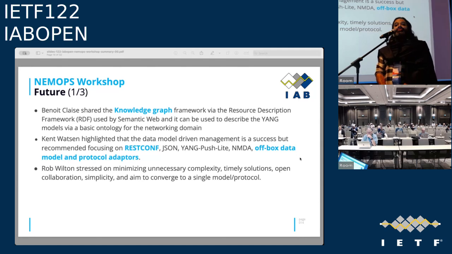So far, we have focused on doing Yang models for our devices, but we know that there are device models, native models, OpenConfig models, various complexities. But what if there is a way for us to map them via tooling? So off-box data models and protocol adapters was something discussed widely as a future direction. Next slide.